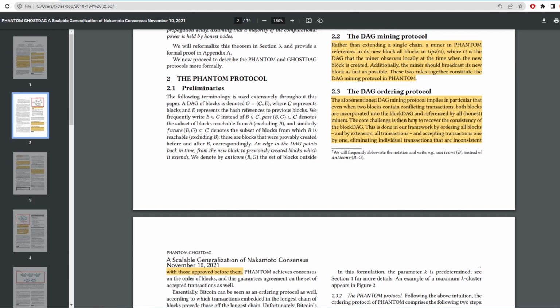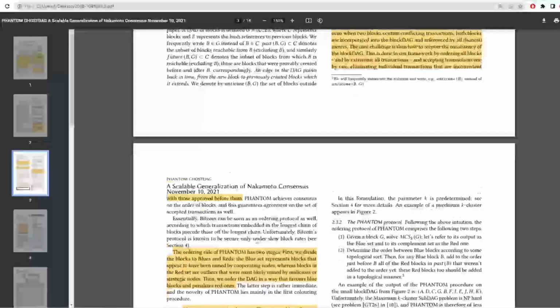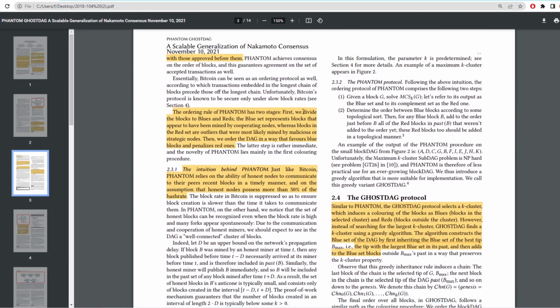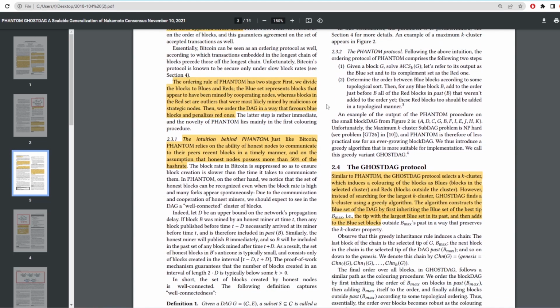The core challenge then is how to recover the consistency of the BlockDAG. This is done in our framework by ordering all blocks, and by extension all transactions, and accepting the transactions one by one, eliminating individual transactions that are inconsistent with those approved before them. So the chain constantly looks back and verifies transactions individually as they come up. The next part is the rules which keep the network secure.